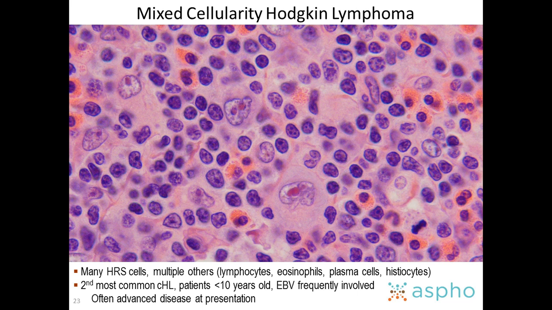This is mixed cellularity Hodgkin lymphoma, which does not have those sclerotic bands. You see scattered throughout many Hodgkin-Reed-Sternberg cells, some with one nucleus, some with two, but it's mixed cellularity. So there's also lymphocytes, eosinophils, plasma cells, and histiocytes. This is the second most common form. It's usually patients less than 10, and EBV is frequently involved.